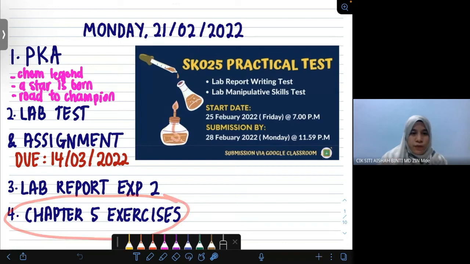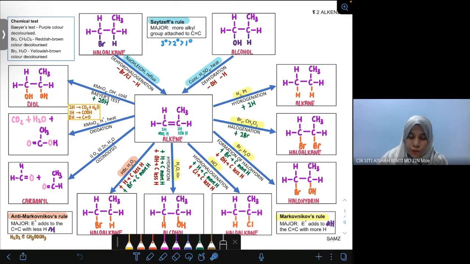So this one we're gonna do together, based on chapter 5. Okay, for chapter 5 we learn 5.1 alkane and 5.2 alkene. So for alkene, there's not a lot of reaction. For the alkene itself, memang banyak lah reaction dia.